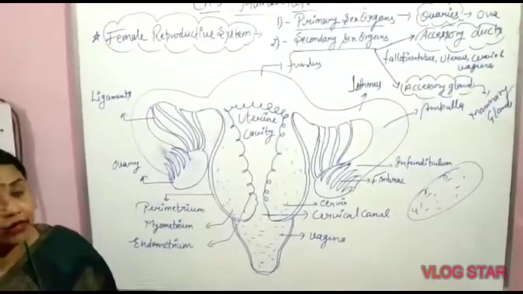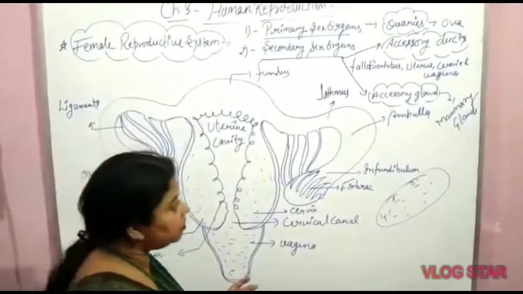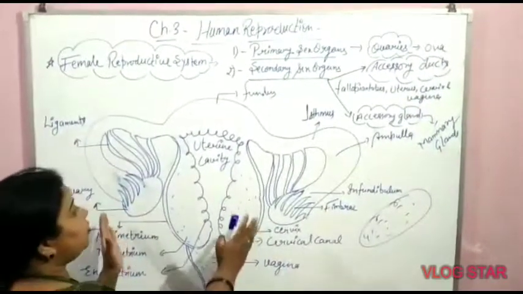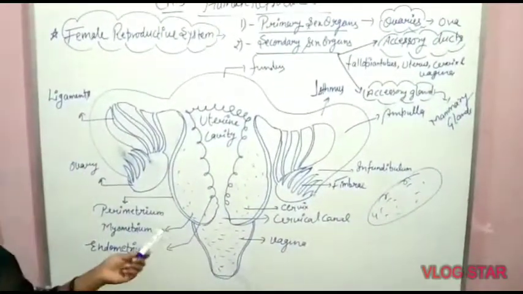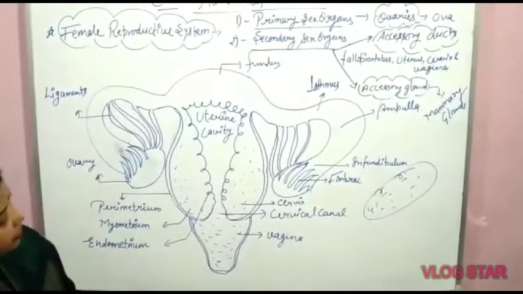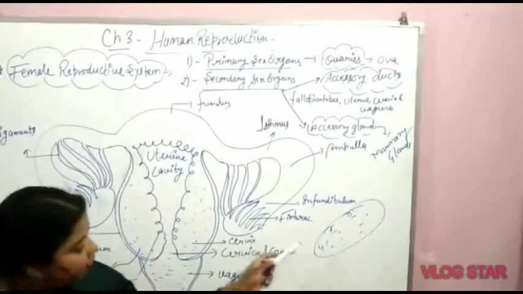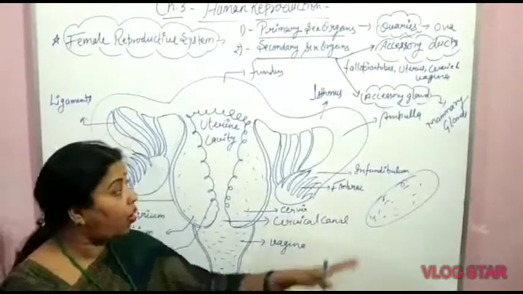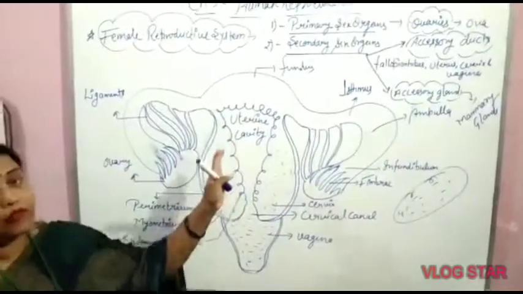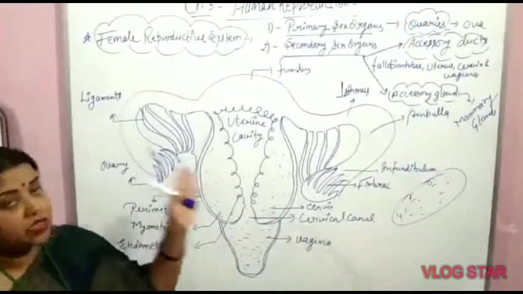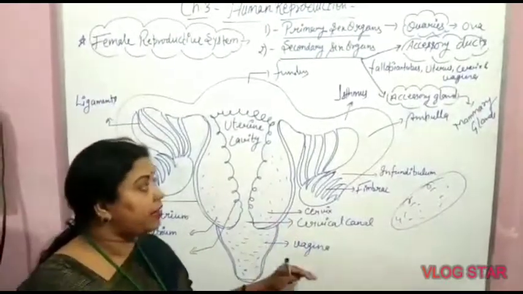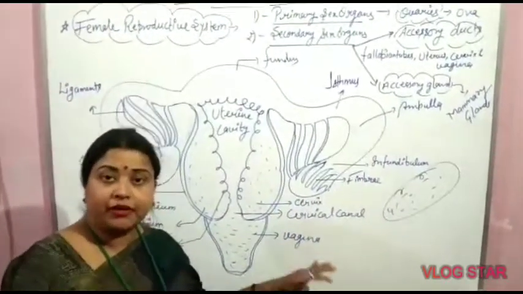Very, very important. A lot of questions come in your exam. So please first draw this diagram in your notebook and practice it. Next time we will discuss the structure of the ovary. That is also very important. All terms and concepts are very, very important in this chapter. So please pay attention in all my lectures related to this topic.